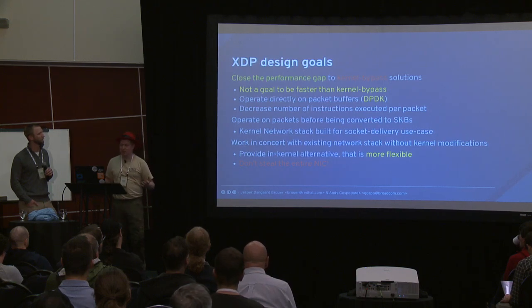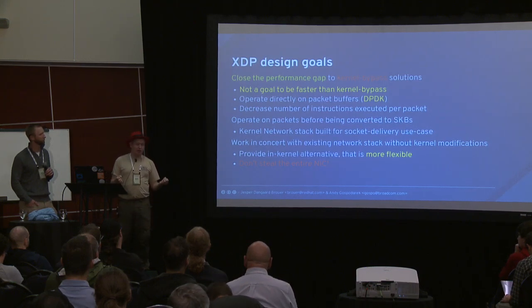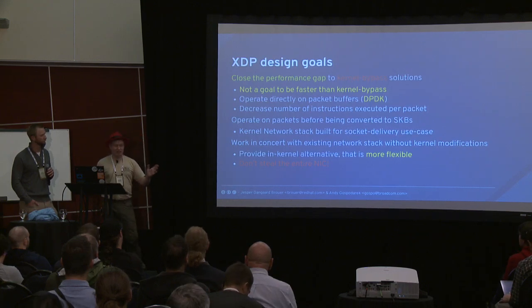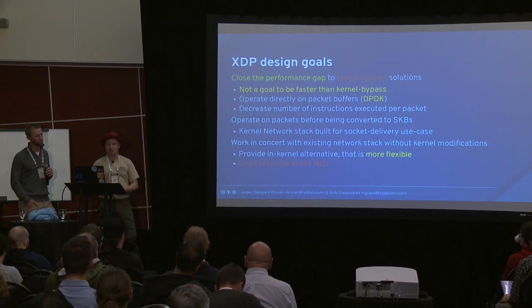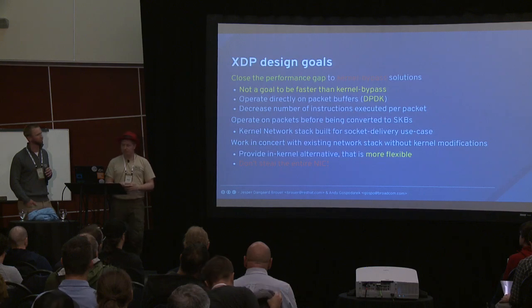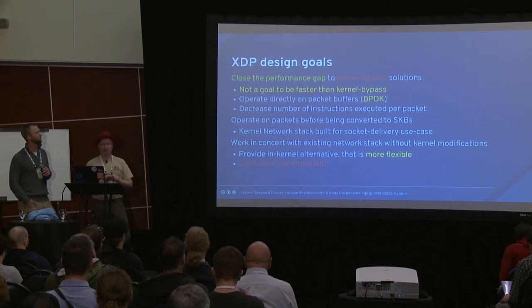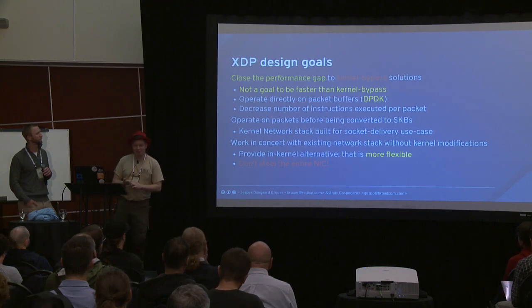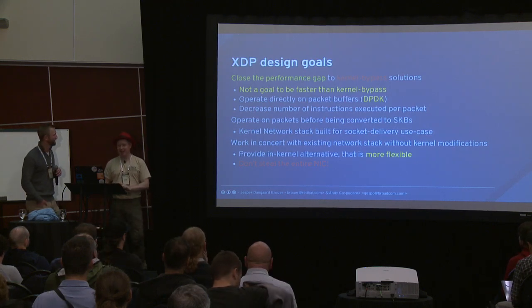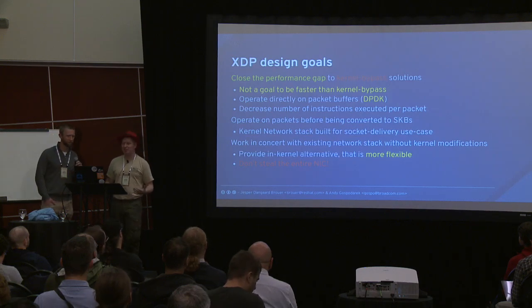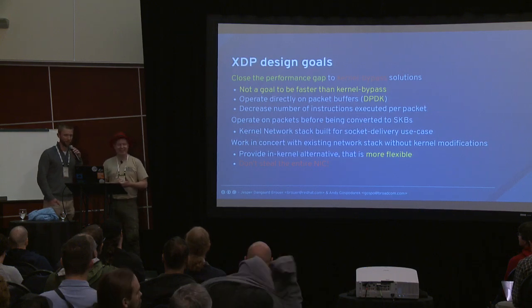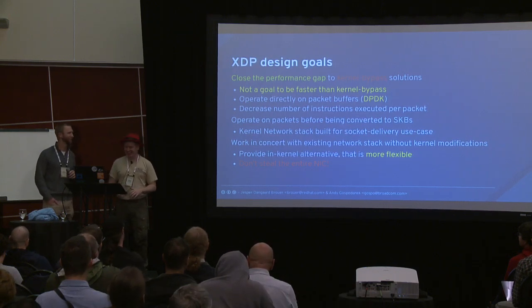It's actually not to be faster than the kernel bypass stuff. I'm fine with, say, a 10% gap, as long as I have a more generic solution to this problem instead of bypassing the whole kernel. And like DPDK, we operate directly on the packet buffers. That was my original name for XDP, but Tom Herbert came up with a much better name. Remember, Tom claims that X is the fastest letter, and that was why he liked XDP.